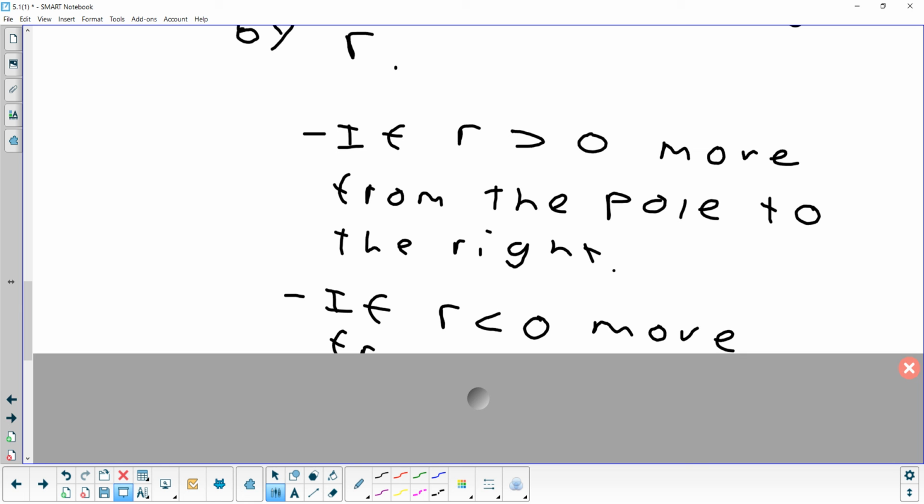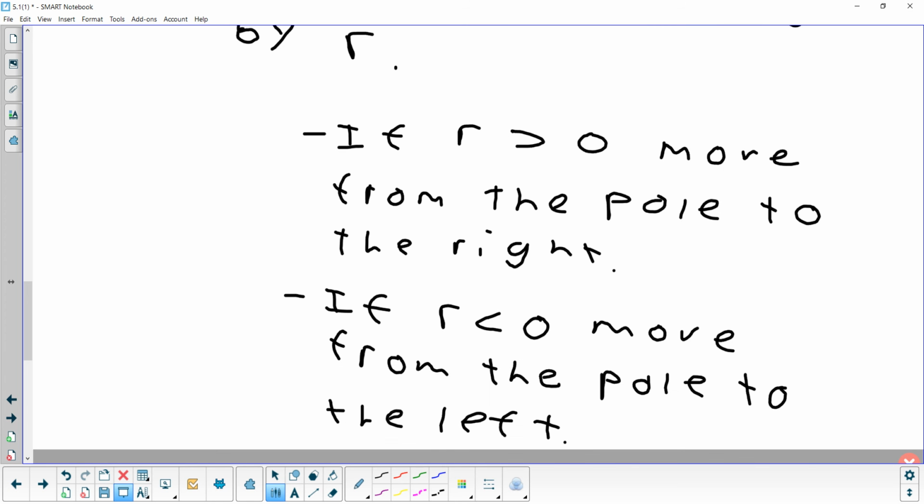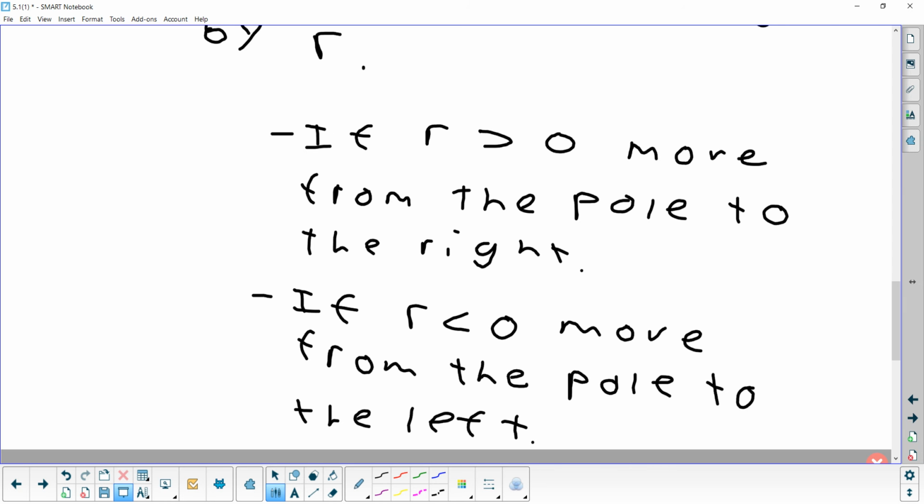What do you think is going to happen if R is less than 0? Which way do you think I would move, Jess? Yeah, to the left. How many units? However much R is. All right, we're going to practice graphing several examples with coordinates in a little bit. So if R is greater than 0, we're going to move right. If R is less than 0, we're going to move left.